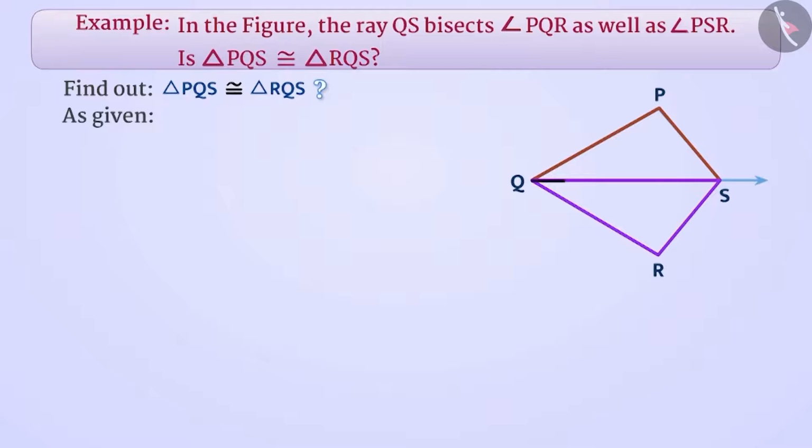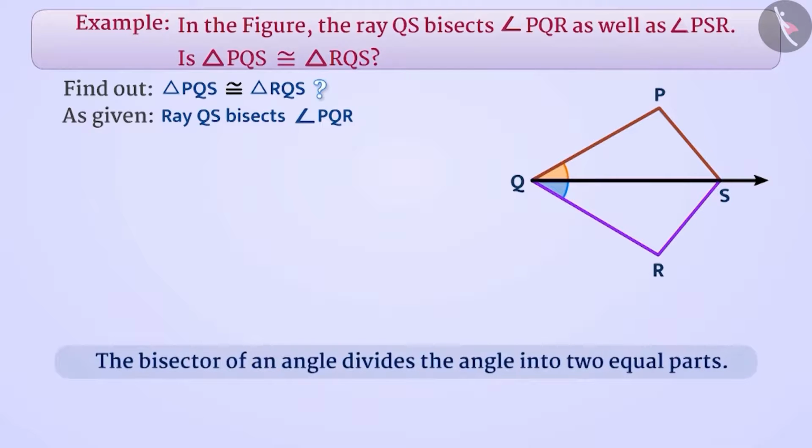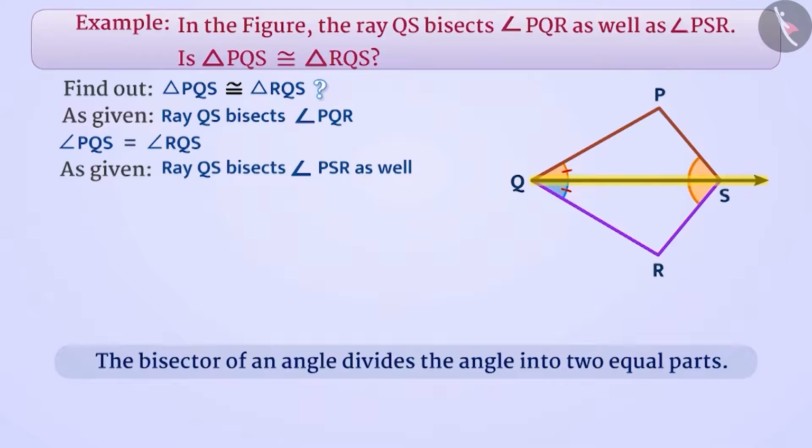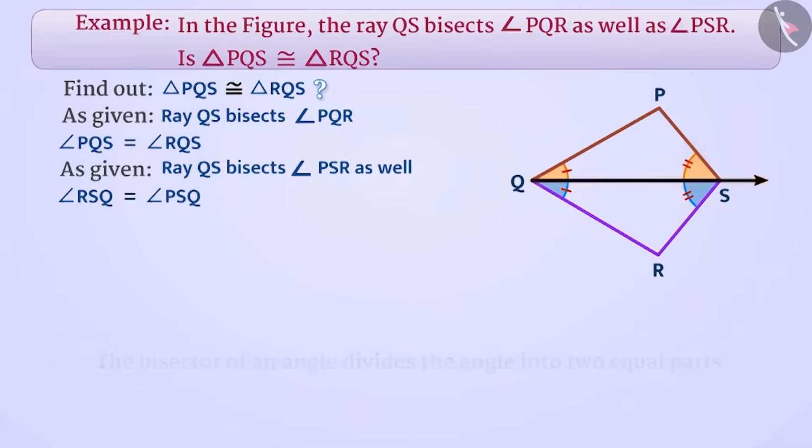We have been given that ray QS bisects angle PQR. We know that the bisector of an angle divides the angle into two equal parts. With this understanding, we can say that angle PQS is equal to angle RQS. Similarly, ray QS also bisects angle PSR. Therefore, we can say that angle RSQ is equal to angle PSQ.